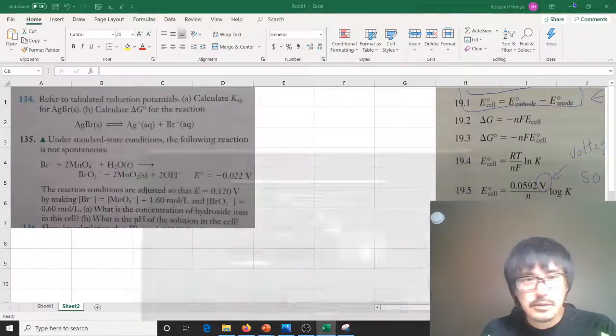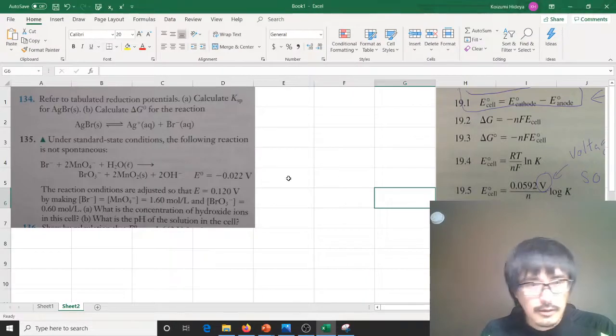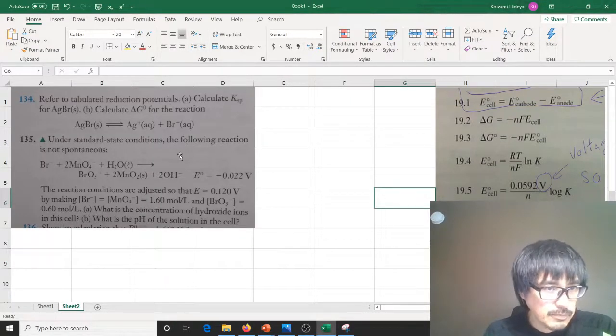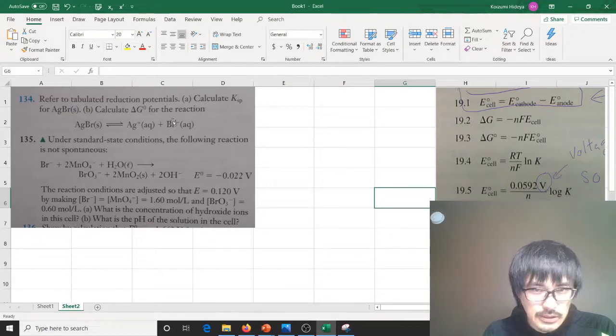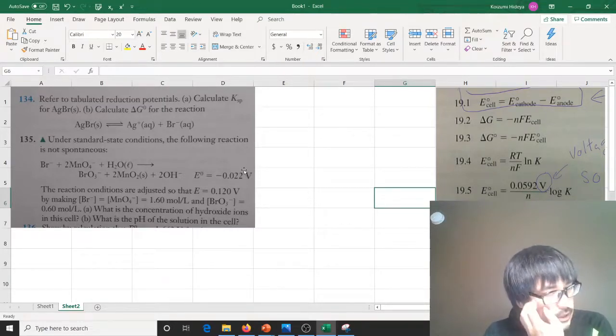Okay, so let's do question 67, I think. 67 actually has two problems in there. One of them is going to be a fairly easy one, so I'm not going to explain it too much. You're going to use the equation right here, and that's pretty much all you need to do. But for question number 135, I need to explain this one a little bit.